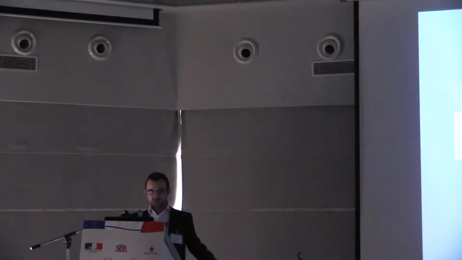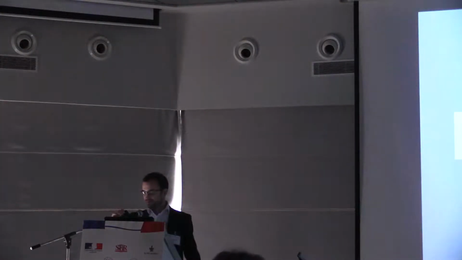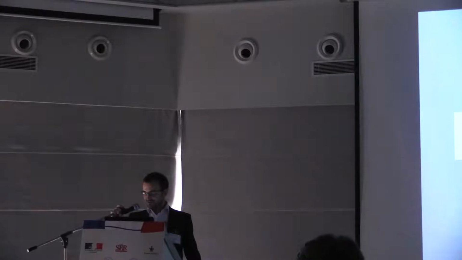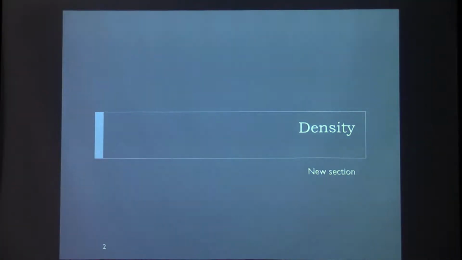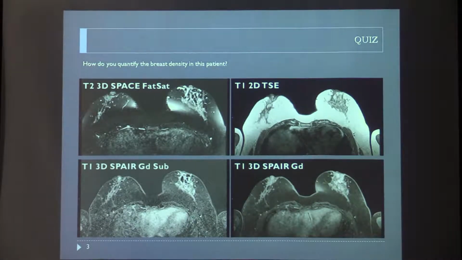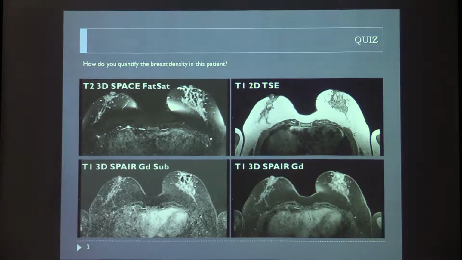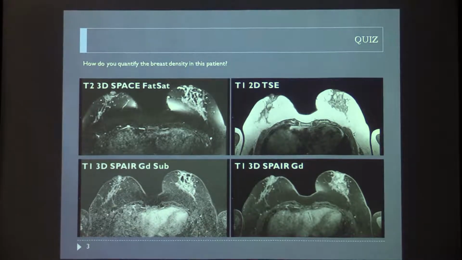I'm going to speak about the new section in the BI-RADS lexicon. And the first section is density. We have already spoken about that, but let's talk a little bit. Question: how do you quantify the breast density in this patient? Any idea?